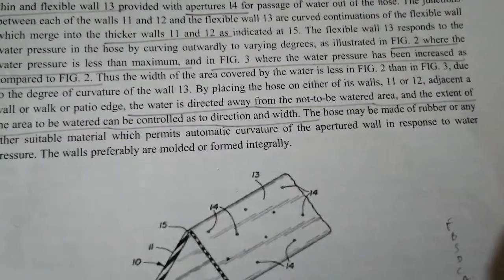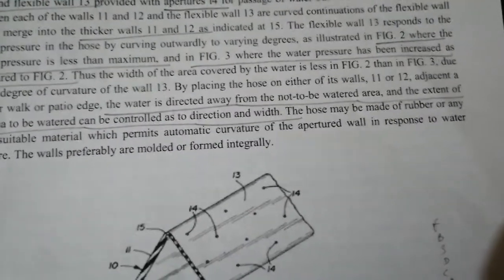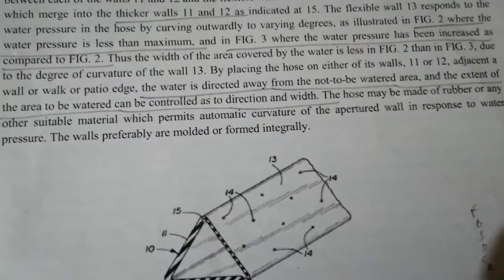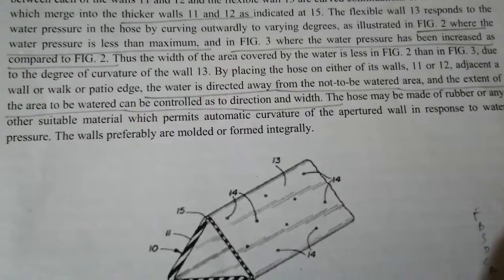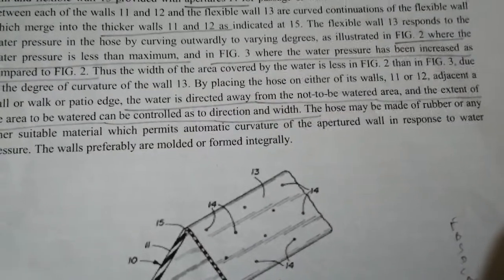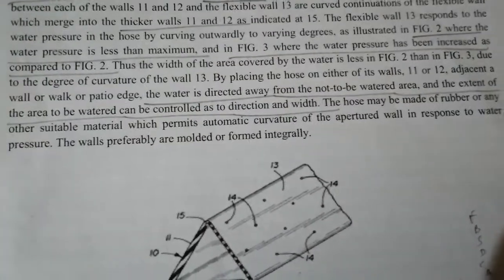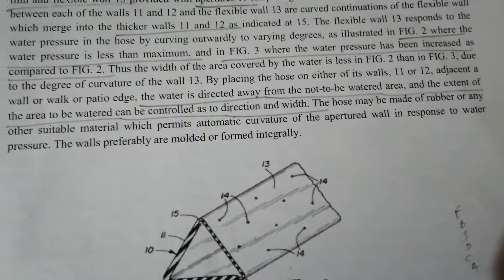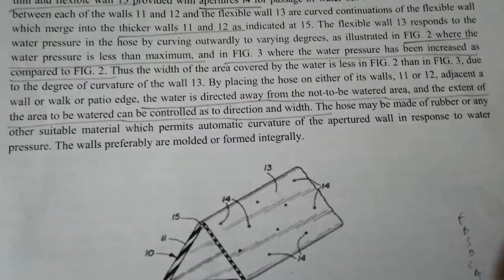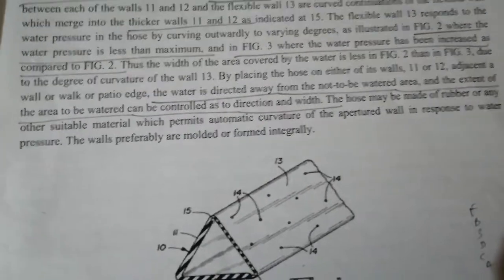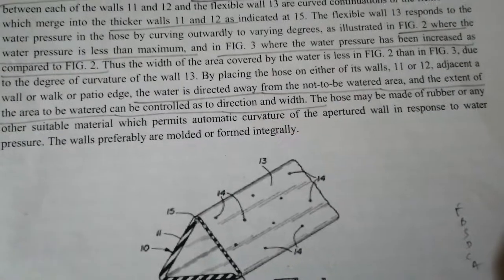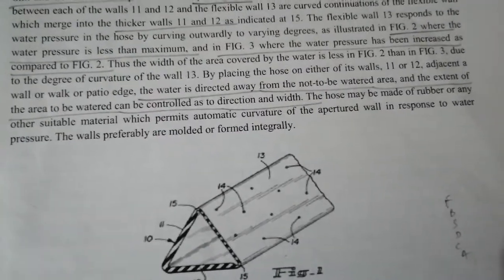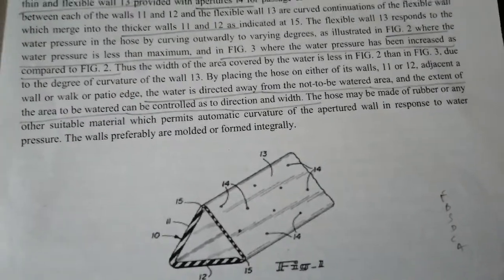By placing the hose on either of its walls 11 or 12 adjacent a wall or walk or patio edge, the water is directed away from the not to be watered area, and the extent of the area to be watered can be controlled as to direction and width. The hose may be made of rubber or any other suitable material which permits automatic curvature of the aperture wall in response to water pressure. The walls preferably are molded or formed integrally.